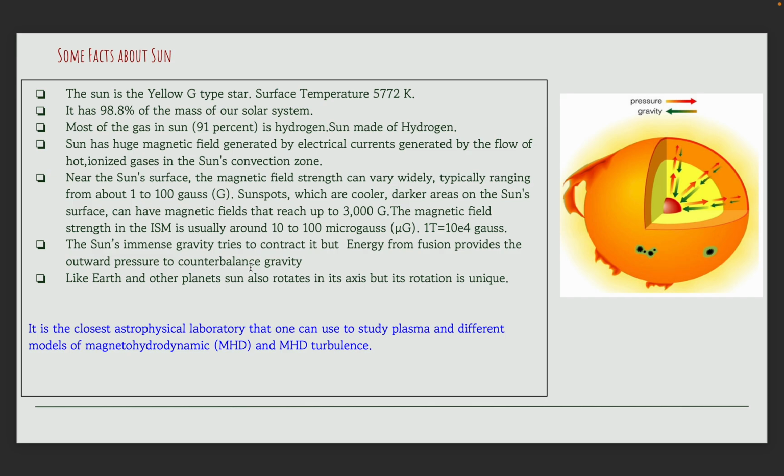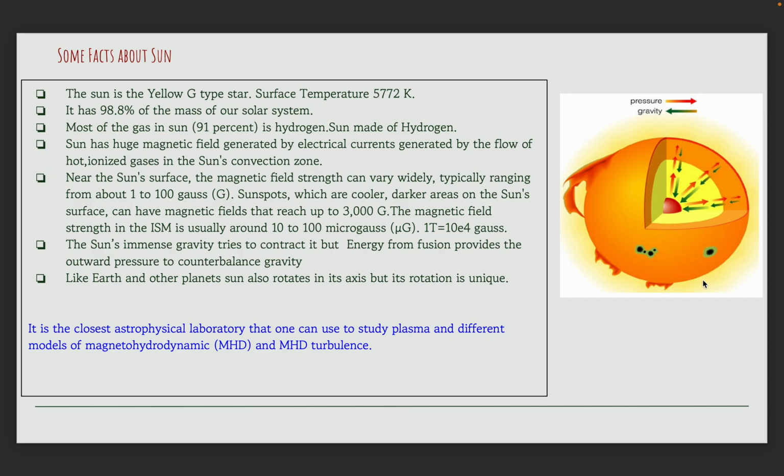Like Earth and other planets, the Sun also rotates about its own axis, but its rotation is somewhat unique. It has a differential rotation. Its equator moves faster, and the other longitudinal directions move slower.